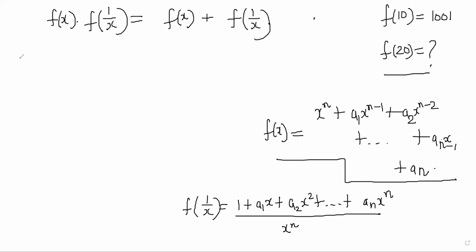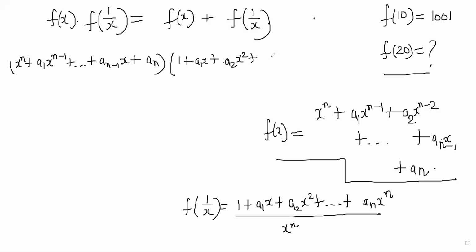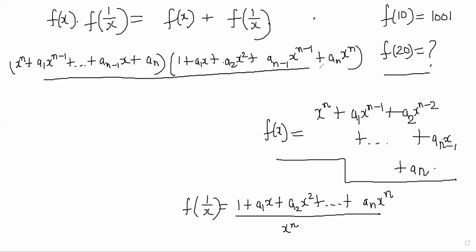So let's think about it. I'm multiplying x^n plus a1 x^(n-1) and so on till a(n-1) x plus an, multiplied by 1 plus a1 x plus a2 x^2 plus a(n-1) x^(n-1) plus an x^n, divided by x^n. That should be equal to f(x) plus f(1/x), so it should be equal to this plus this.